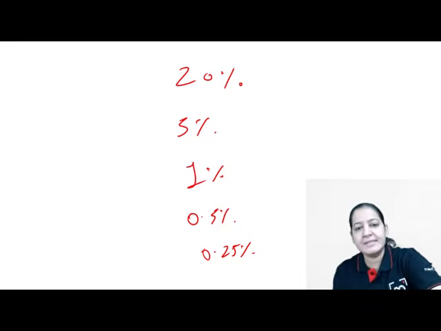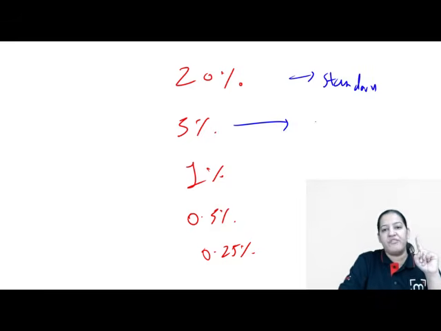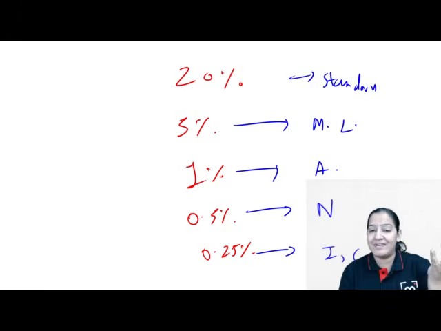So can you tell me the answers? 20% is the standard. But 5% is for Mycobacterium leprae. 1% is for actinomycetes. 0.5% is for Nocardia. And 0.25% is for the parasites, right? Isospora, Cryptosporidium, and bacterial spores.